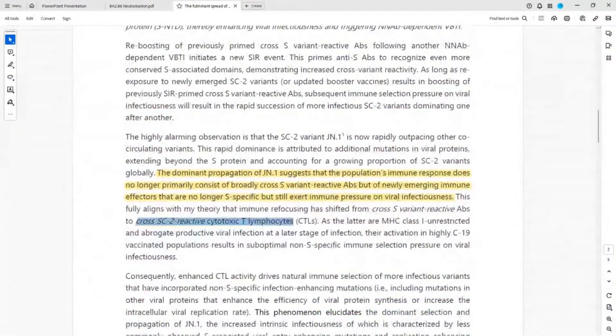There are some very important things that Geert had highlighted that I really want to try and get my head around. And the other one is about this cross-reactive cytotoxic T lymphocyte. So this is where he has it here.